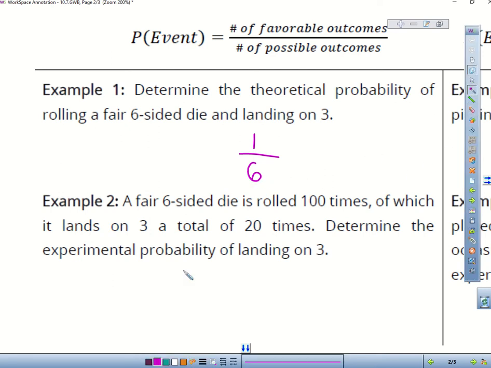Now say you went to put this to the test. You did a trial of 100 rolls, and you realized that 20 of those rolls landed on a 3. What is your experimental probability? 20 out of 100. Good, which reduces to give you 1/5. So you're going to notice most of the time experimental probability will not match theoretical, but the more trials you do, the closer you usually get to the theoretical probability.